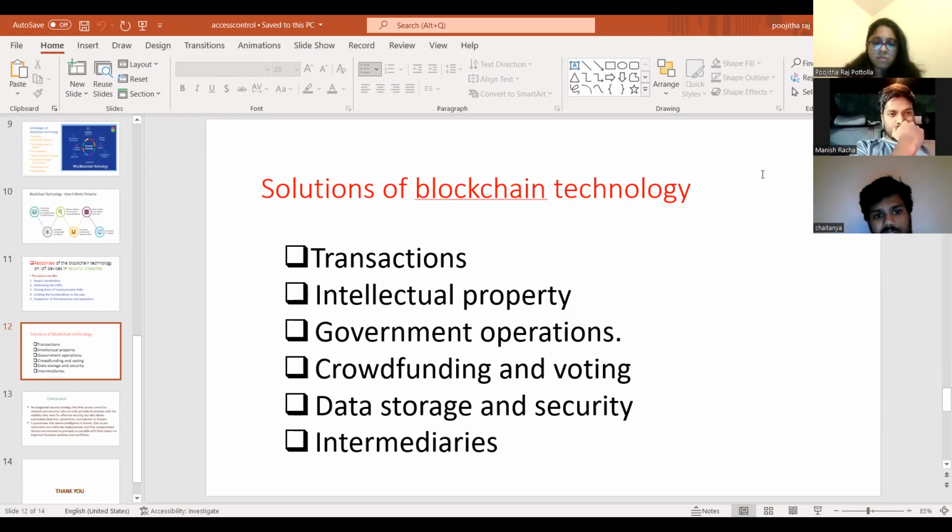The solutions of blockchain technology include transactions, intellectual property, government operations, crowdfunding and voting, data storage and security, and intermediaries.